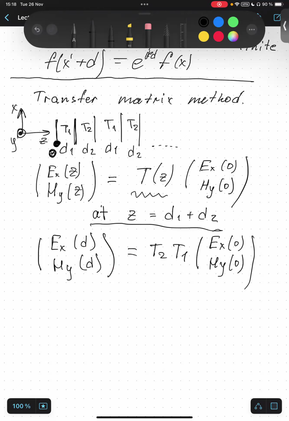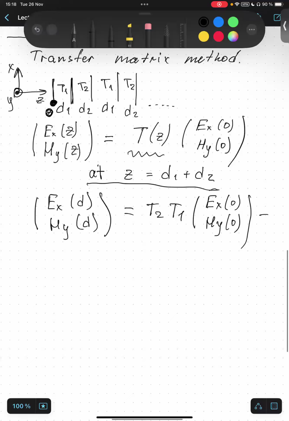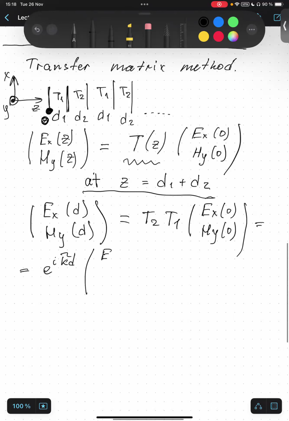On the other hand, we can also continue this equation because we know that we have the Bloch theorem. We can write it like this: Ex at 0, Hy at 0. Since we have the Bloch theorem, I write it here.